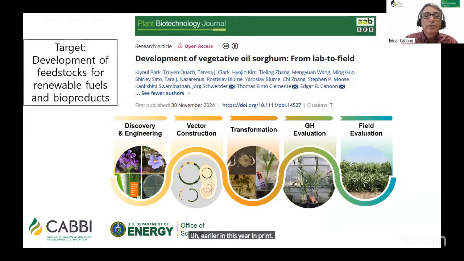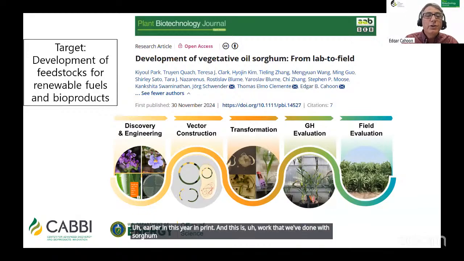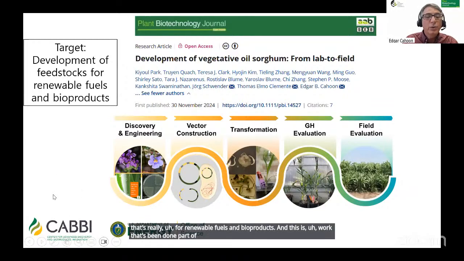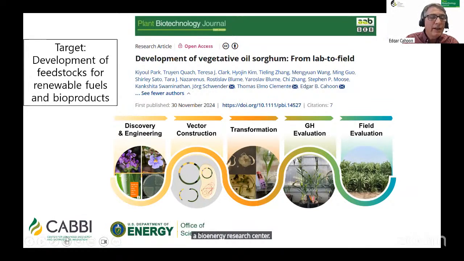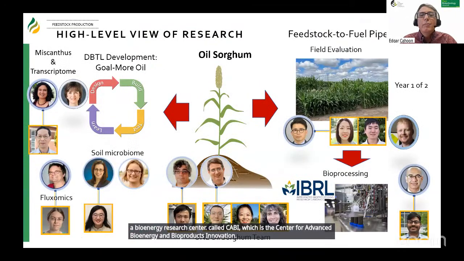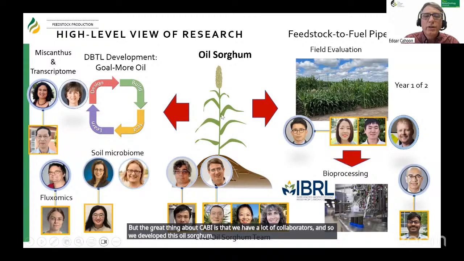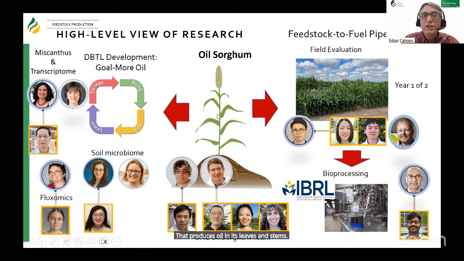And this is work that we've done with sorghum, where we've tried to engineer it to make vegetative oils in the leaves and stems. That's really for renewable fuels and bioproducts. And this is work that's been done as part of a DOE plant bioenergy research center called CABI, which is the Center for Advanced Bioenergy and Bioproducts Innovation. But the great thing about CABI is that we have a lot of collaborators. And so we developed this oil sorghum that produces oil in its leaves and stems, vegetable oils, basically.